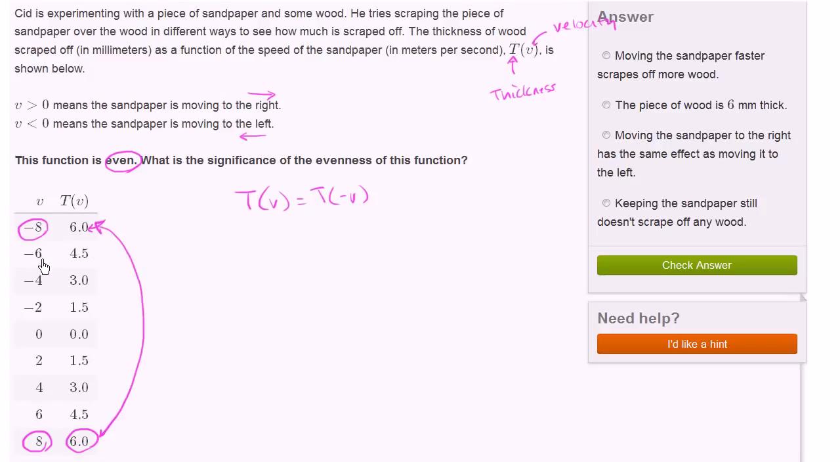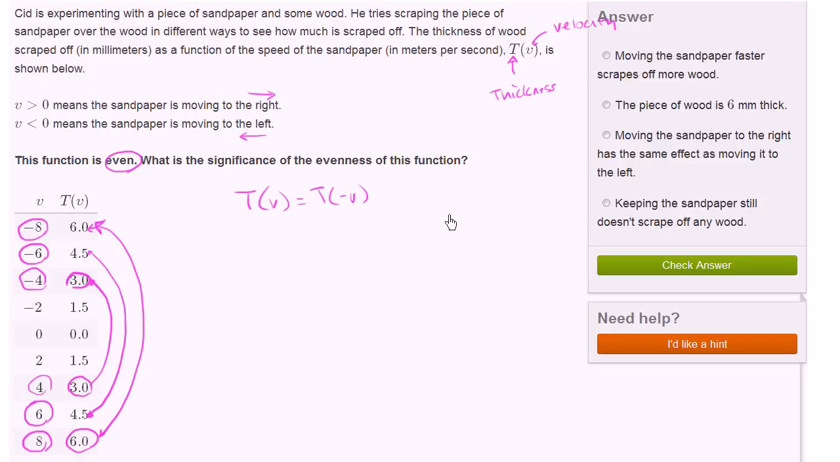So that is equal to that. If we go at 6 meters per second to the left, we're going to get just as much scraped off as if we go 6 meters per second to the right. So these two are going to be the same. And we could do it for 4 meters per second and -4. What it's really telling us is that it doesn't matter if we go to the left or the right. What really matters is the magnitude of the velocity, or the absolute value of it. Whether we're going to the left or the right, for a given magnitude of velocity, we are going to get the same amount scraped off.